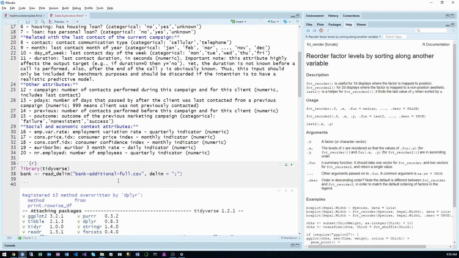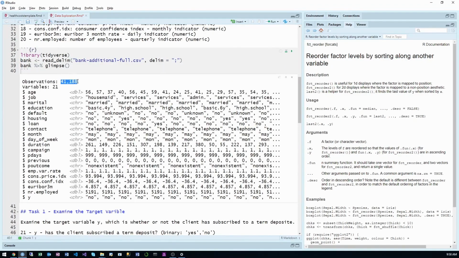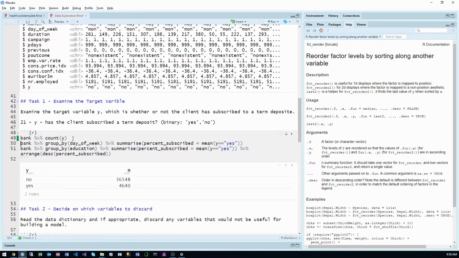So to start, I'll look at the data with glimpse, and I can see that there are 42,000 observations and 21 variables. The target here is Y. It's either 0 or 1. I want to look at the number of yeses and the number of nos, and I see that there are about 40,000 nos, only about 4,000 yeses.